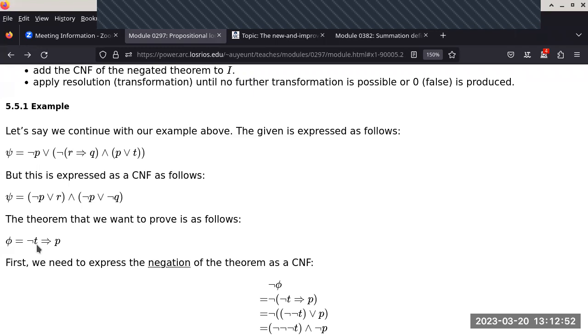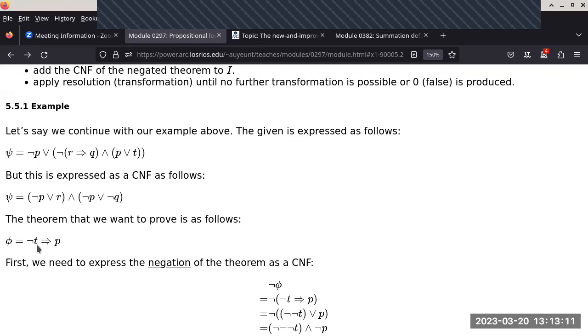Okay, very good. So the question is, if psi is given to you, I'm just telling you out of the blue that (not P or R) and (not P or not Q) is given to you to be true. Don't ask me why, it is just true. Are we good so far?